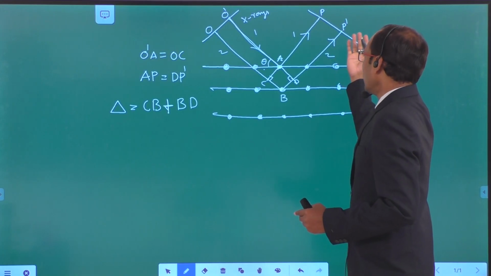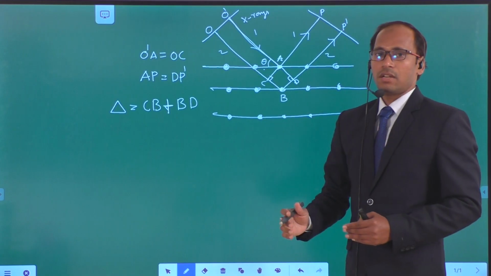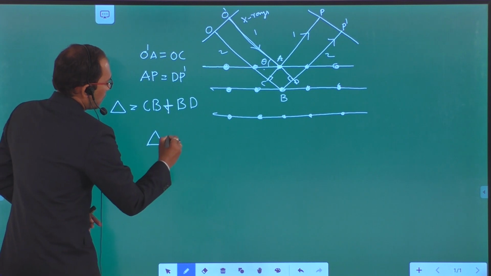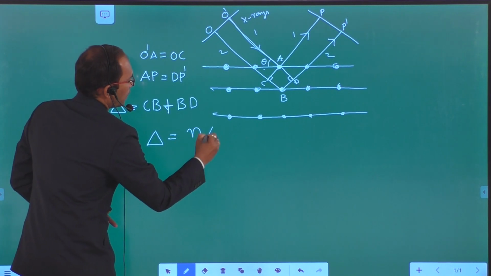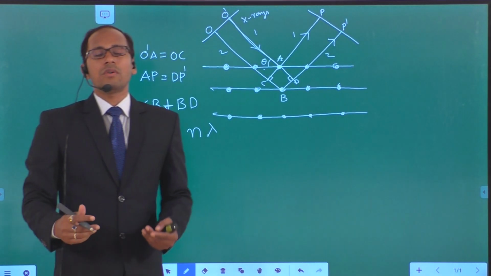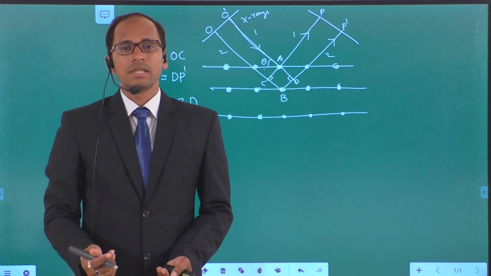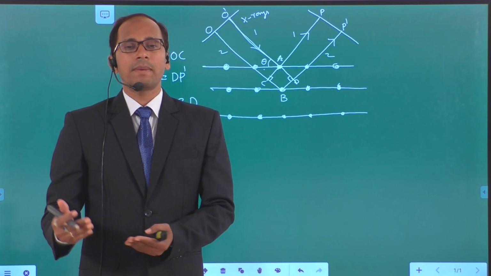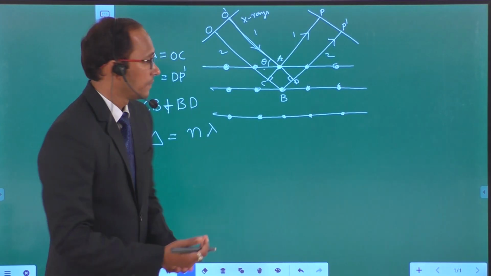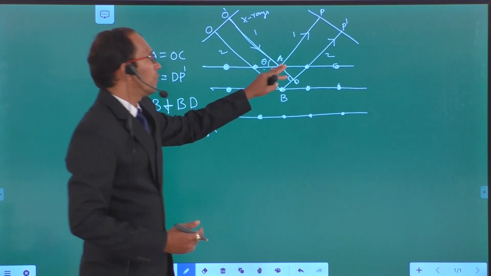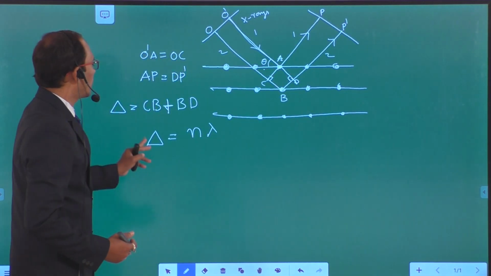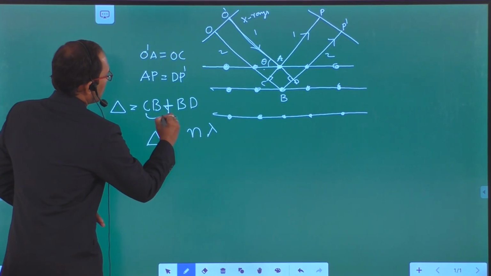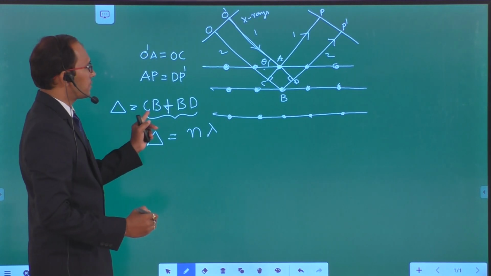If it is constructive interference, then what is the condition? The path difference delta should be equal to n lambda. You know this very well, you have studied it in plus 2 also. If the path difference is equal to n lambda, it is constructive interference. If the path difference is equal to (2n plus 1) lambda by 2, it is destructive interference. Here diffraction is taking place, so we assume constructive interference, then delta is equal to n lambda. What is the path difference here? CB plus BD, so this we are going to find.